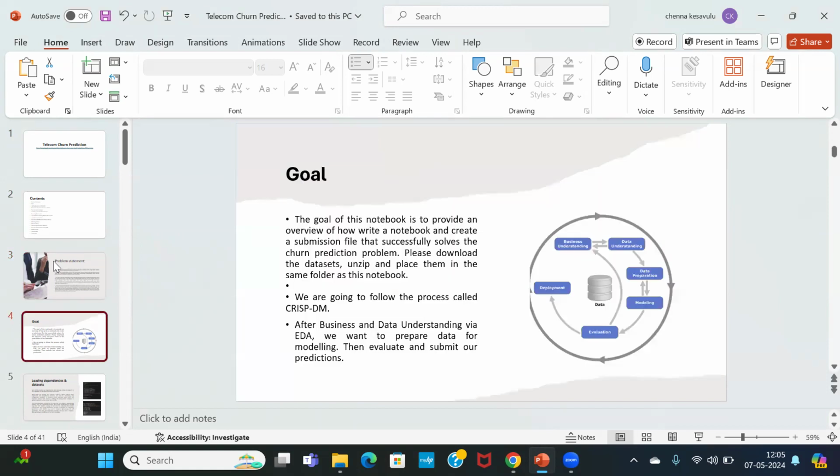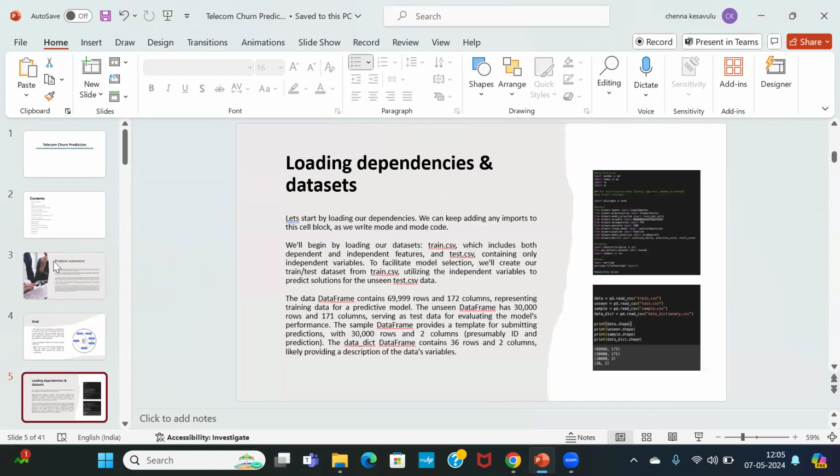The goal is to provide an overview of how to write a notebook and create a submission file that successfully solves the churn prediction problem. We are going to follow the process called CRISP-DM, and we want to prepare the data for modeling. We can see the dependencies and data sets on the right side.